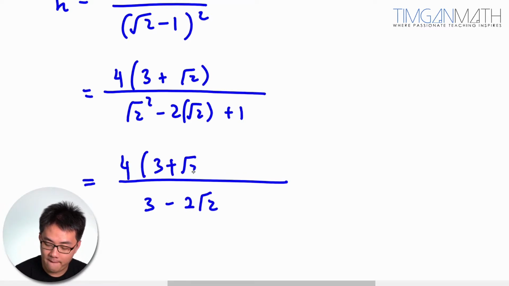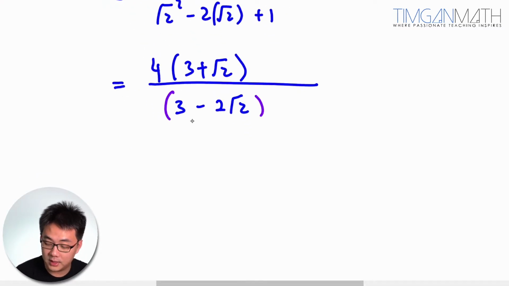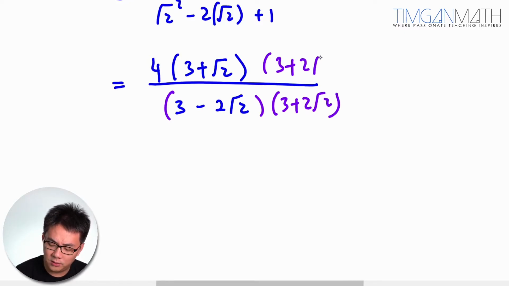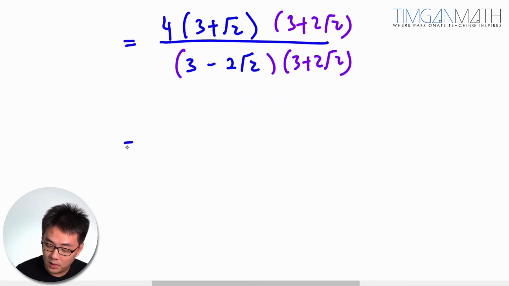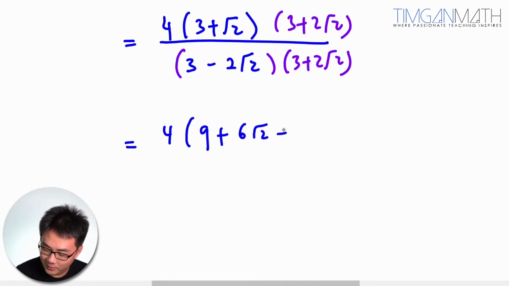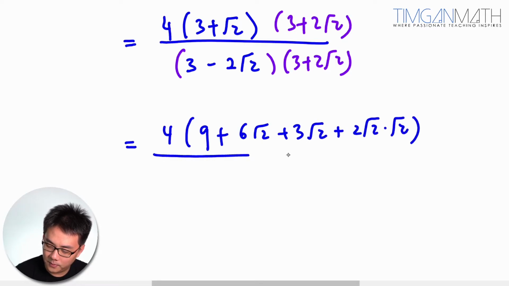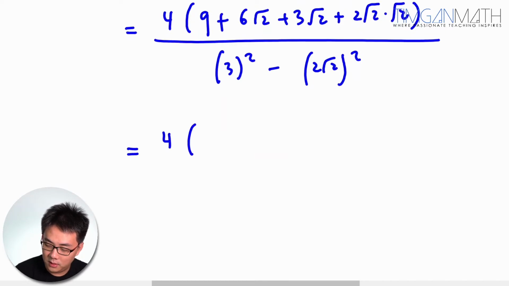Now once we're done with this, what you're going to do is multiply the top and bottom with the conjugate surd, which is this part here, 3 plus 2 root 2. In this case, the 4 stays. The top is 9 plus 6 root 2 plus 3 root 2 plus 2 root 2 times root 2. Over here the bottom will be 3 squared minus 2 root 2 squared.